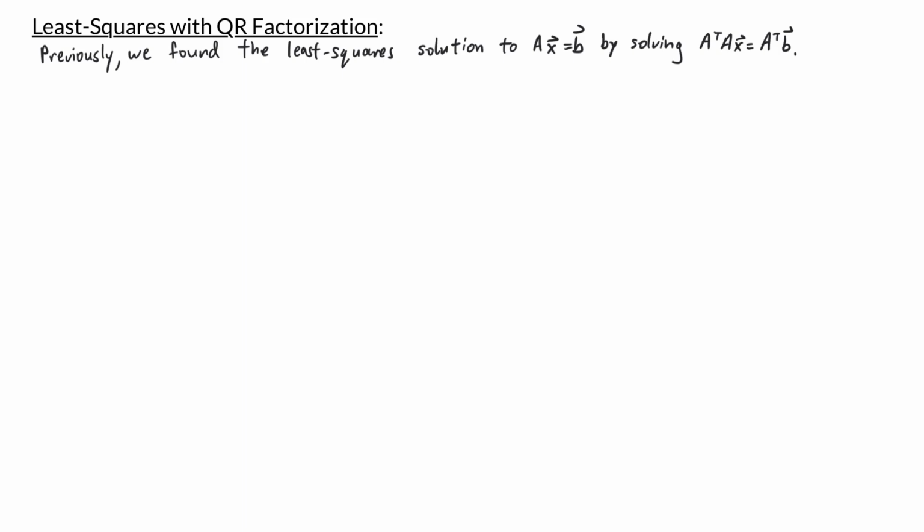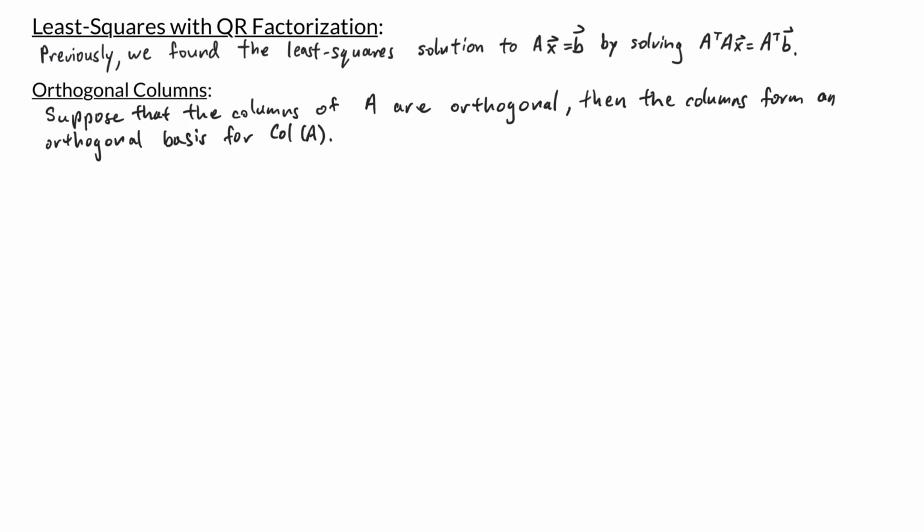For example, if we know that the columns of A are orthogonal, then finding the least squares solution is very easy. Also, if we know the QR factorization for A, then we can find the least squares solution more efficiently. So first, we're going to look at what we do when the columns of A are orthogonal.